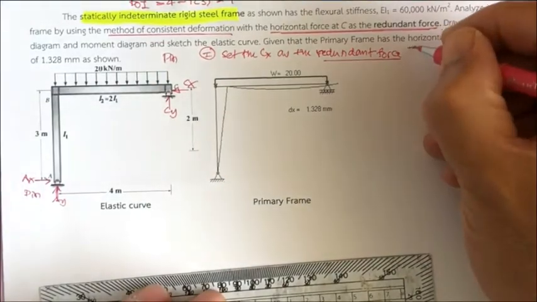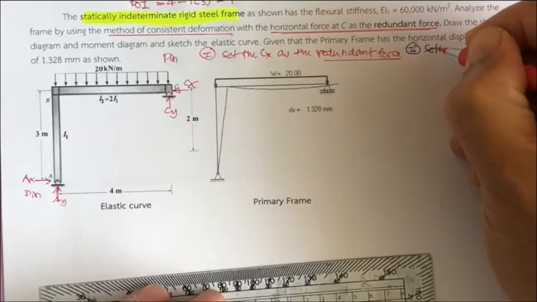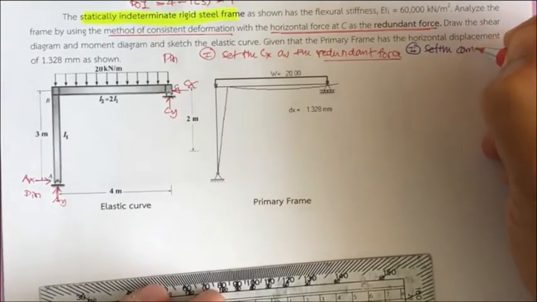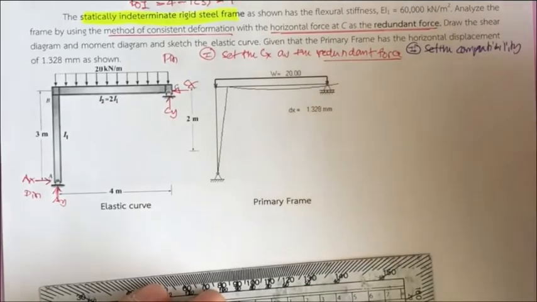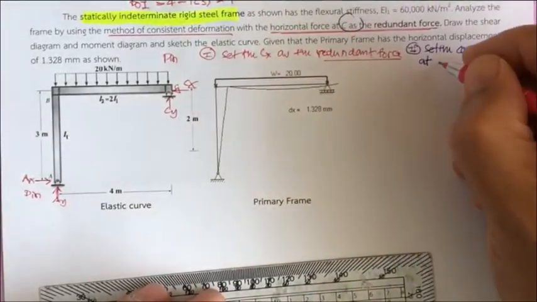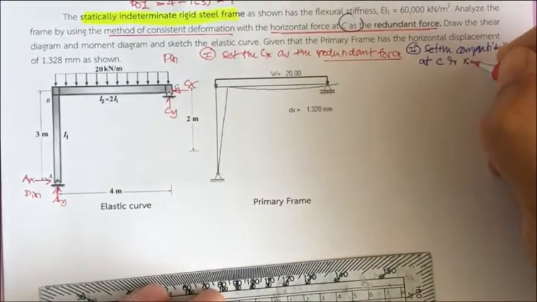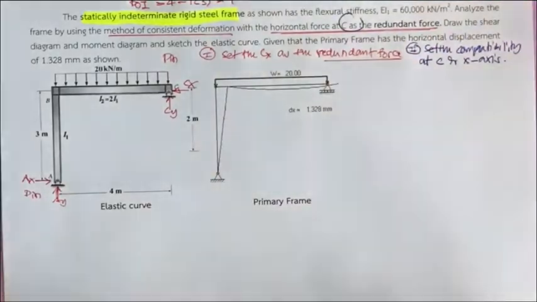What are we going to set? We're going to set the compatibility. Okay, at what? At C, because they said C. That's C, in the x axis, C sub x. And now you're going to what?